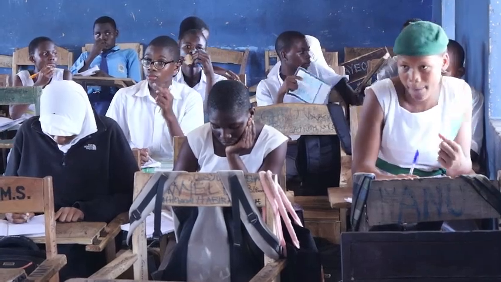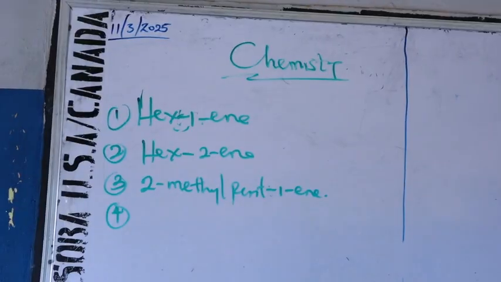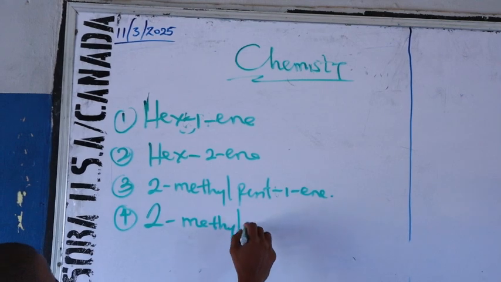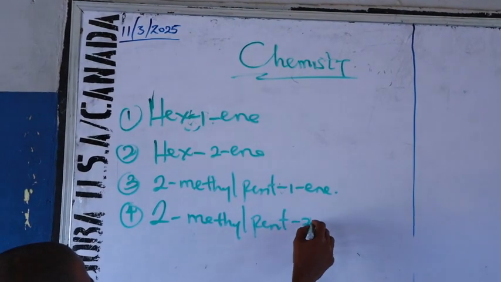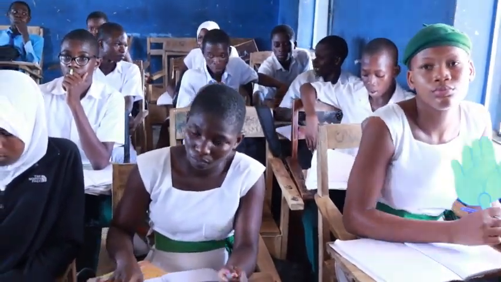What other isomers do we have? 3-methylpent... 2-methylpent-2-ene. 3-ene.